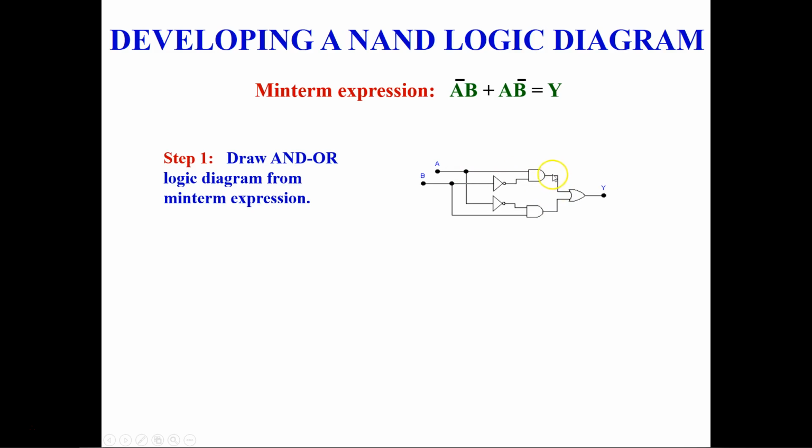So this will form A B bar, and this is going to form A bar B, and both are going into the OR gate. So that's how you form a simple AND OR logic diagram from the Boolean expression, and this is a min-term expression. Okay. Sometimes people use inputs differently, not in this way, because right now we are dealing with a very small or basic circuit.